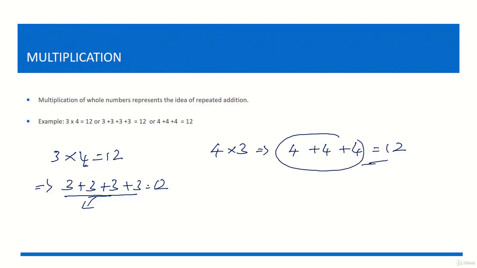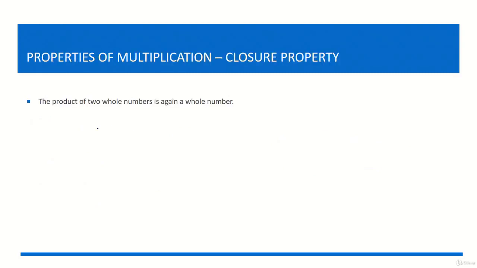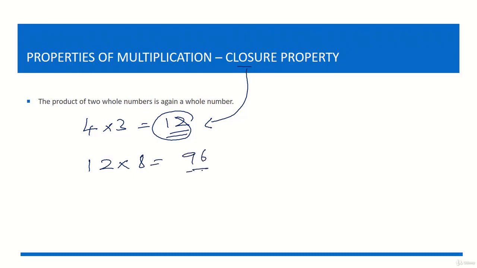There are different kinds of properties involved with multiplication. Let us check that. The product of two whole numbers is again a whole number. Suppose you multiply 4 into 3, that is 12. 12 is also a whole number. This property is called closure property. Or otherwise, 12 into 8, 12 eights are 96. This is also a whole number. So when you multiply two whole numbers, the product is also a whole number.